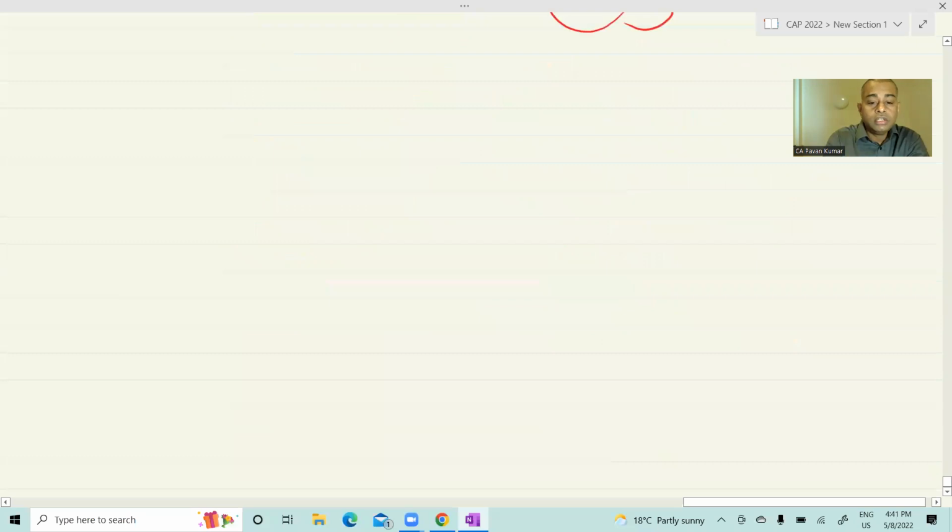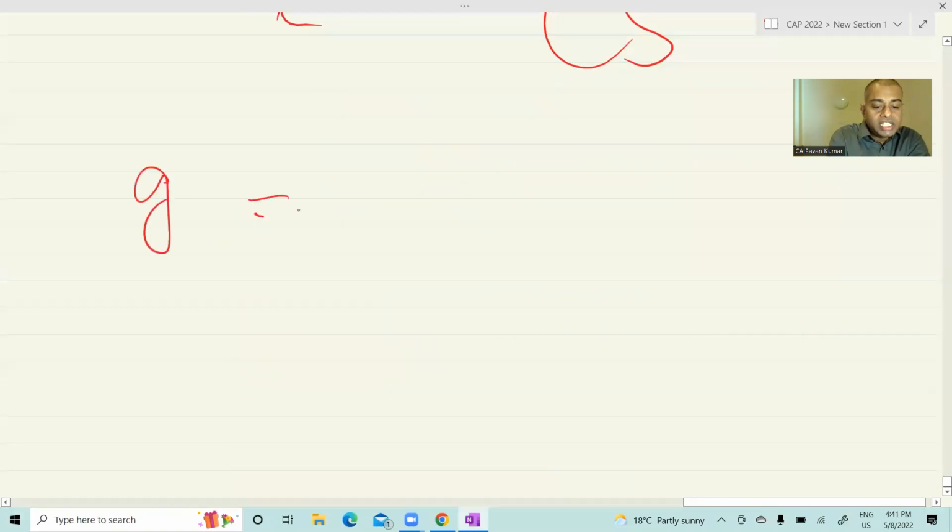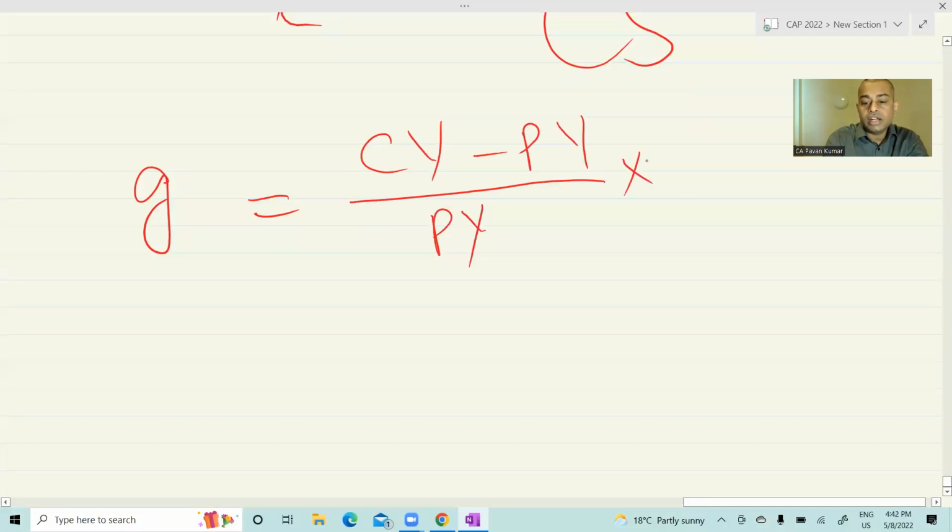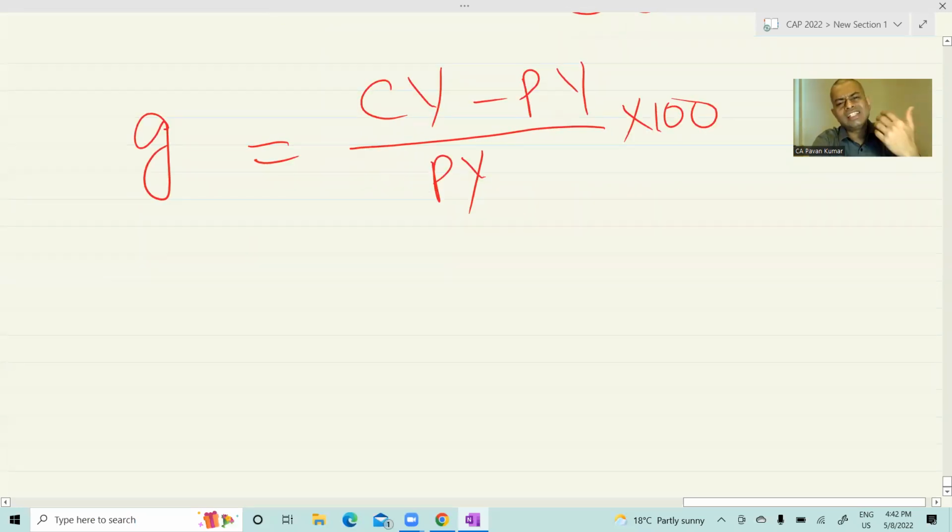Okay, look. Growth rate G is equal to current year minus previous year divided by previous year into 100. Anything, you call it sales, profit, dividend, or earnings, any growth rate is calculated with this: current year minus previous year by previous year into 100.